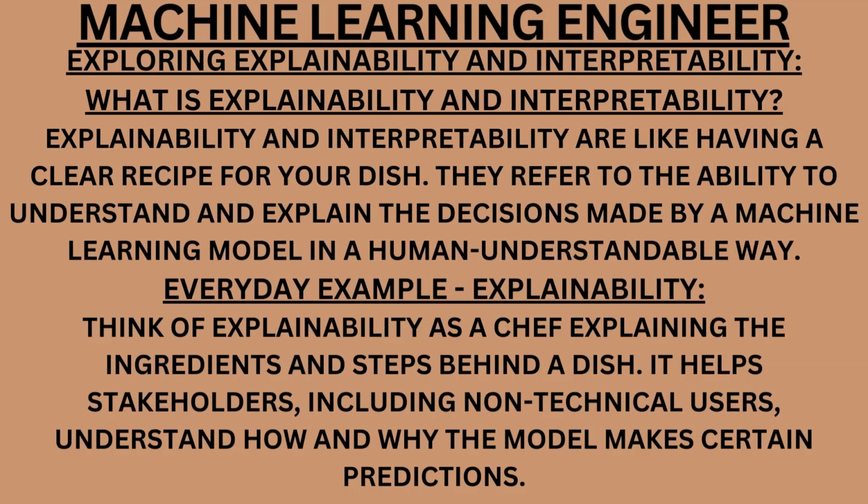Exploring explainability and interpretability. What is explainability and interpretability? Explainability and interpretability are like having a clear recipe for your dish. They refer to the ability to understand and explain the decisions made by a machine learning model in a human understandable way. Everyday example: explainability. Think of explainability as a chef explaining the ingredients and steps behind a dish. It helps stakeholders, including non-technical users, understand how and why the model makes certain predictions.